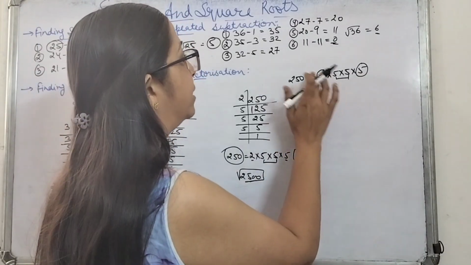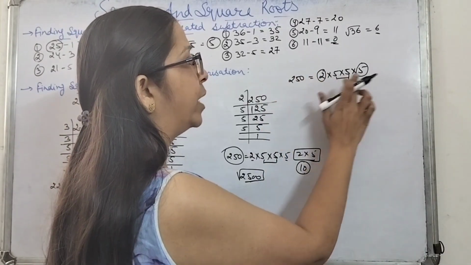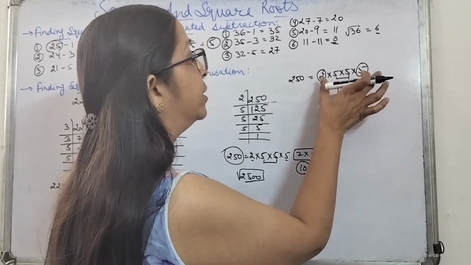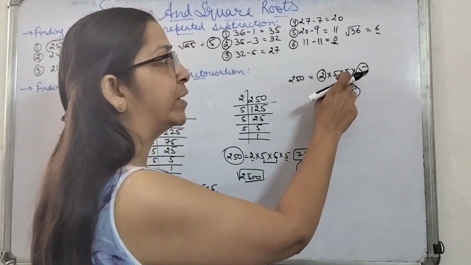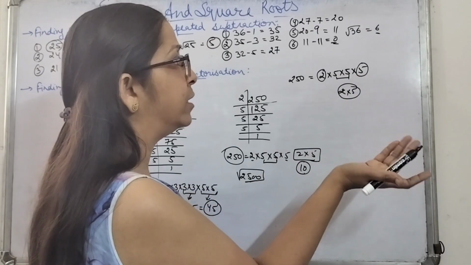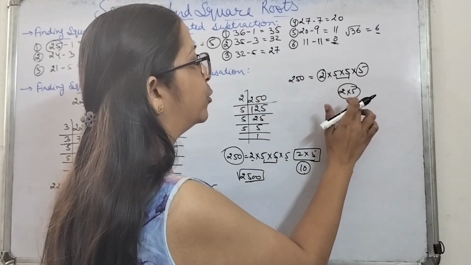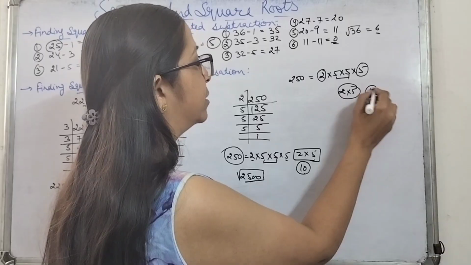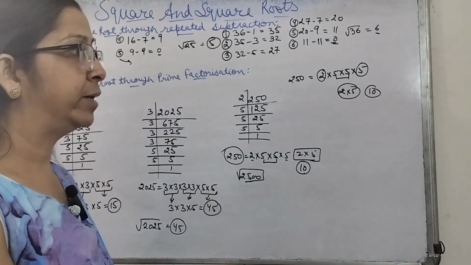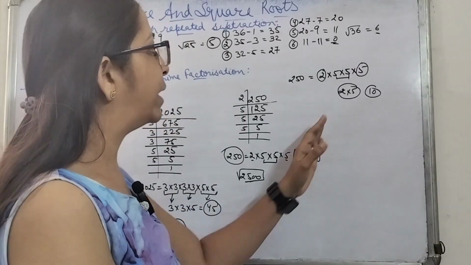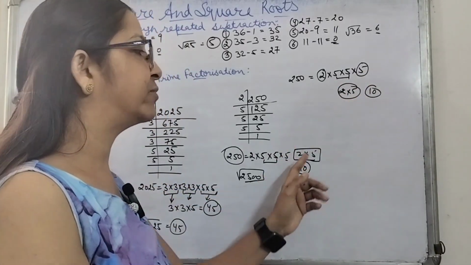If we divide 250 by this 2 and this 5, then what will remain? That is 5 into 5, which is already in pair, so it will be a perfect square. So if we divide 250 by 2 into 5, that is 10, the result will be a perfect square. That means whether the question says by what number it is to be multiplied or divided, your answer will be the same.